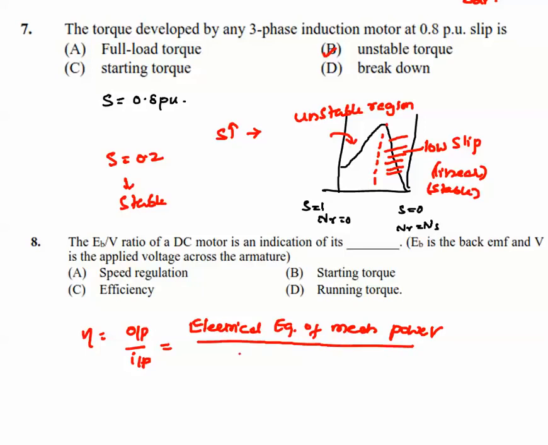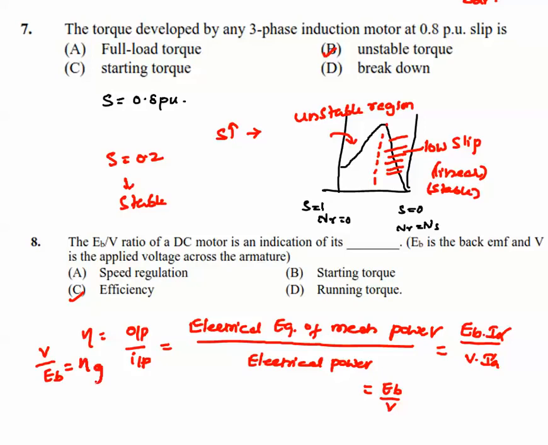So by neglecting the losses, we can write this equation as EB into armature current IA divided by V into IA. If IA gets cancelled, this is nothing but EB by V, which indicates the efficiency of the DC motor. Suppose if they asked for V by EB, it will indicate the efficiency of a generator. Just the reverse.